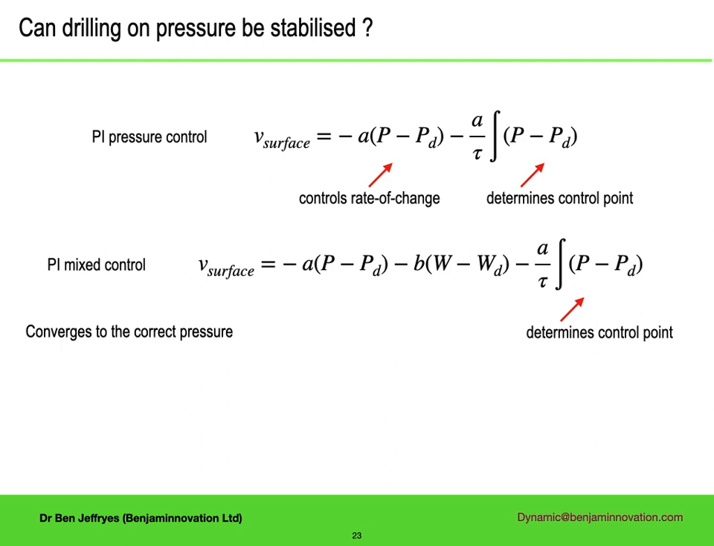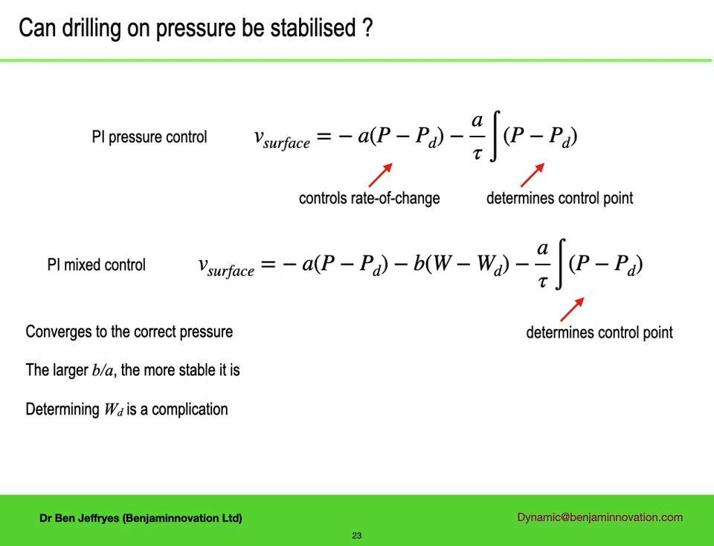A theoretical analysis confirms that this increases stability, and of course it converges to the right pressure. As B over A is increased, stability increases. One way of using a method such as this would be to have B at 0 until the system starts to be unstable, and then to gradually increase B as the hole is drilled to keep it stable.